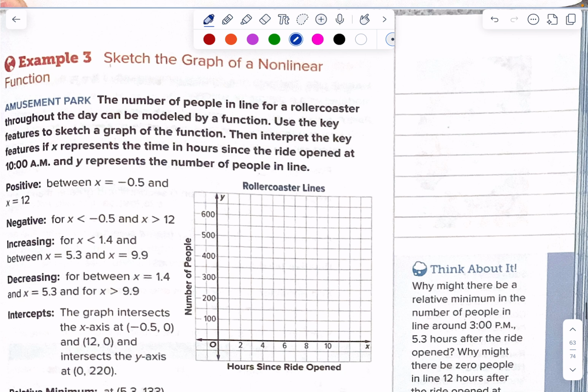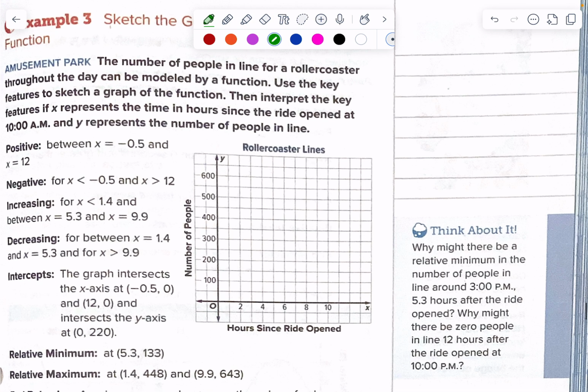All right, let's go to example 3. This is another non-linear graph. The number of people in line for a roller coaster throughout the day can be modeled by a function. Use the key features to sketch a graph of the function, then interpret the key features.